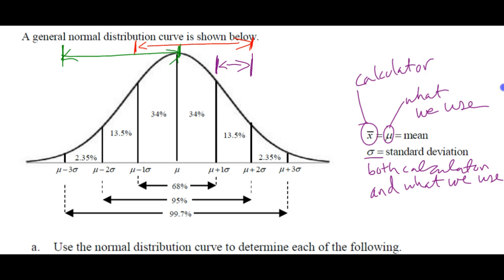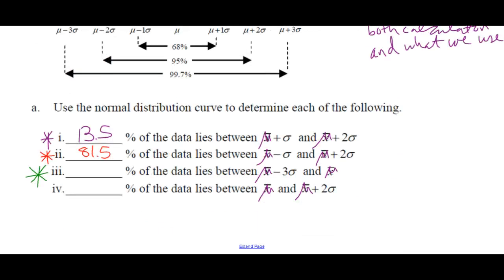Okay, what percent is that? 34 plus 13.5 would be 47.5, 49.85. Okay, so 49.85. Remember, these are approximations, right? It's a little different.